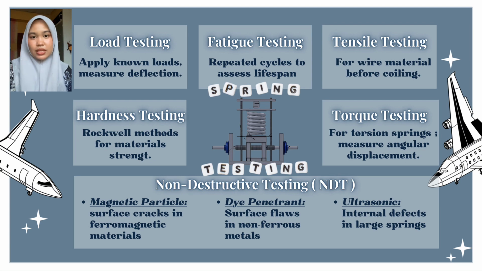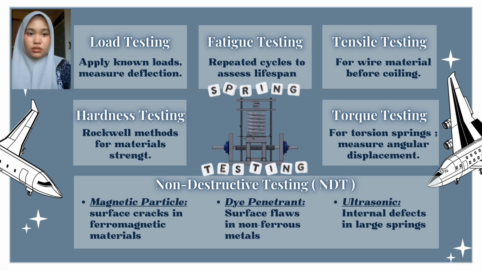For torsion springs, they have a special spring test which is called torque testing. Torque testing is used to measure angular displacement under load. This ensures the torque characteristics align precisely with design parameters and functional expectations. Next is hardness testing. Using the Rockwell method determines the hardness of the material. This provides an indication of its strength, durability, and resistance to wear or deformation under stress.